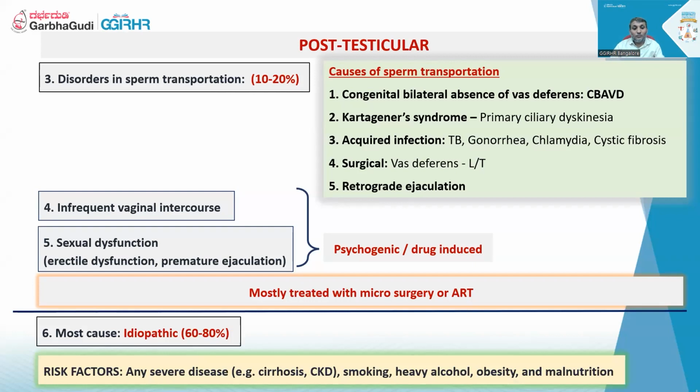Now, coming on to the most common cause: 60 to 80% of the people who walk into our clinic, both partners will be normal. There won't be any major problems. But this comes under idiopathic causes, and 90% of the people having idiopathic causes will consider ART. Some other risk factors, like any severe or chronic diseases, can cause this infertility. So this is general about the causes of infertility.